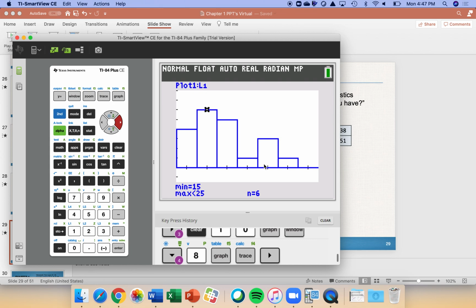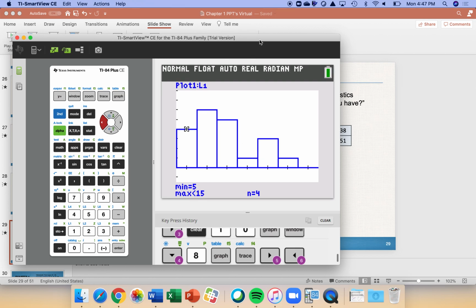So by hitting zoom stat, we were able to get a general idea of the histogram. But if we wanted a more specific histogram, we can go in and just change the window so that the scaling is exactly the way that we want it. Okay? If I was to draw this on my paper, I would need to make sure I label my x-axis, label my y-axis, and give my histogram a title. So an x-axis, a y-axis, and a title.